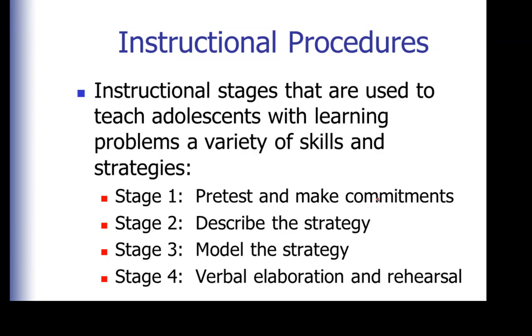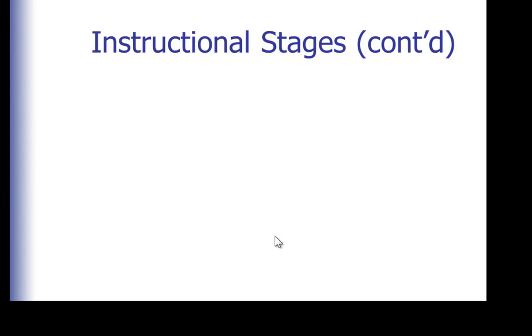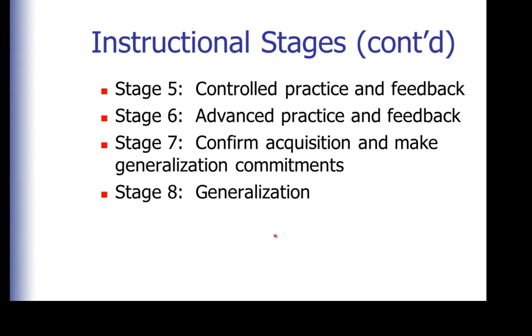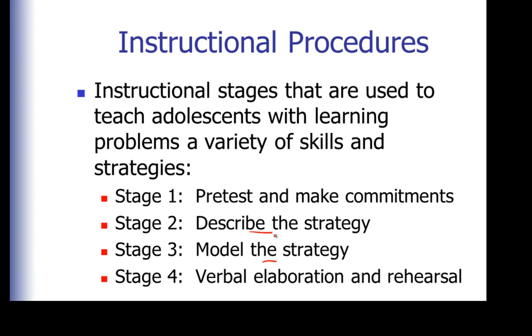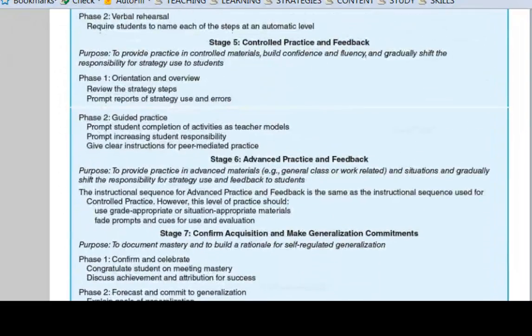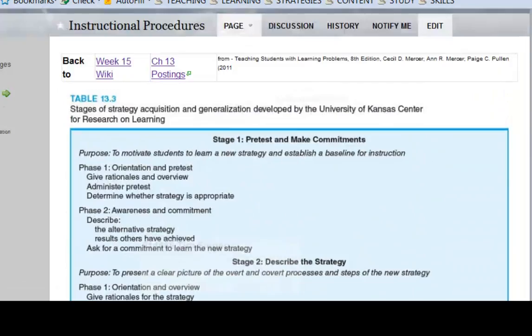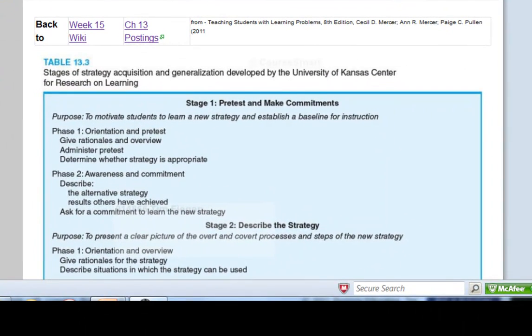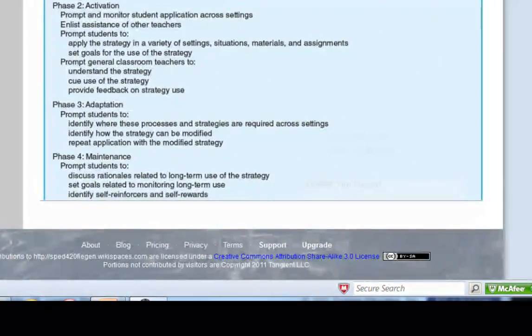The stages that are used to teach adolescents are these: first, pre-test, describe the strategy, model the strategy, verbal elaboration, controlled practice, feedback, advanced practice, feedback, and confirm and generalize. I'm not going to have you do a lot with this. I'd like you to read that page back over here, but I'm not going to make you bring that in. It seems like a long thing, but I'd like you to know what each of these are, so you have a feel for what this is, and that is this strategy for acquisition and generalization. Okay, that's what this whole thing is.